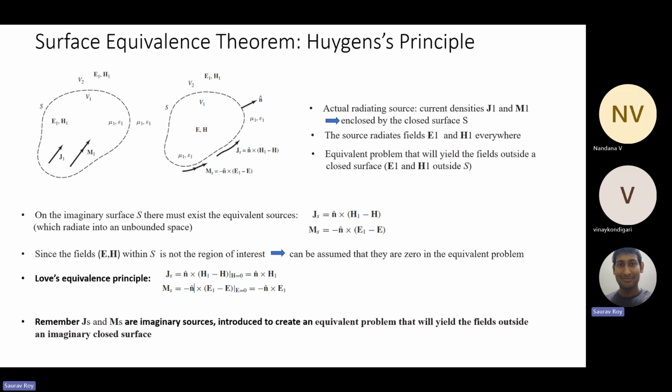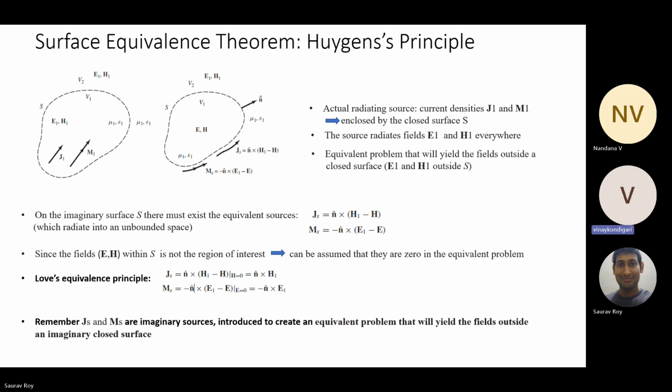Then what would JS be? It will be the tangential value of the magnetic field. This is plain and simple boundary conditions.